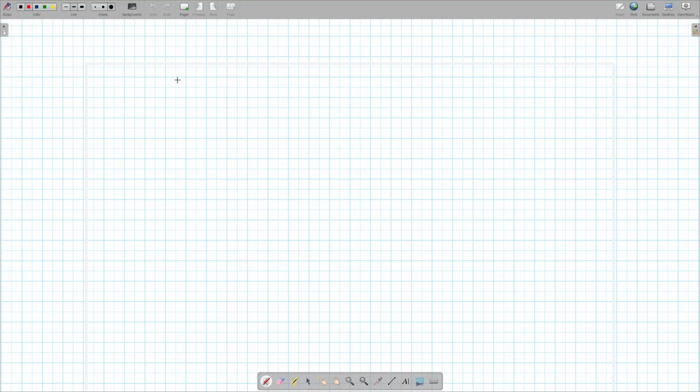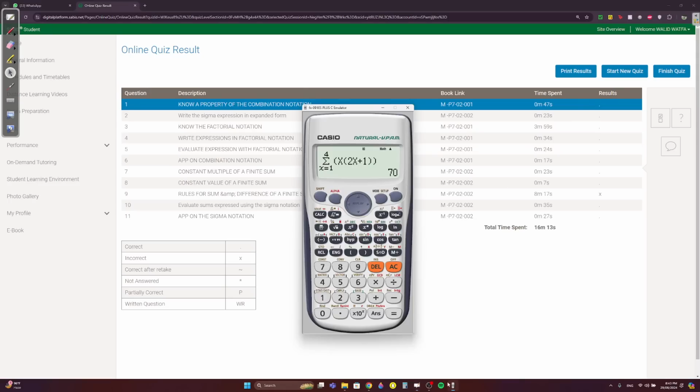Everyone here knows sigma. Okay, I'm gonna start with factorials. Okay, x factorial is defined. Okay, you can do all of this on the calculator. I'm telling you, every single question here, you can do it on the calculator.